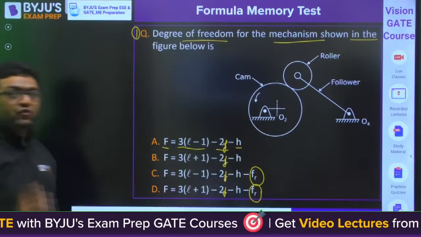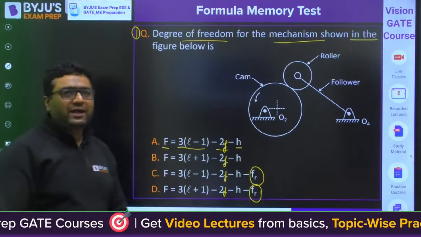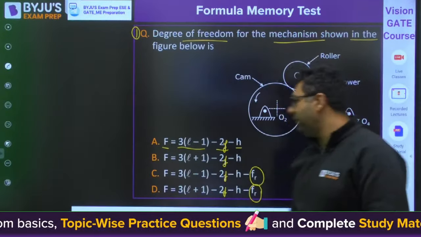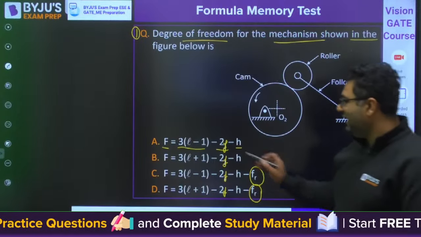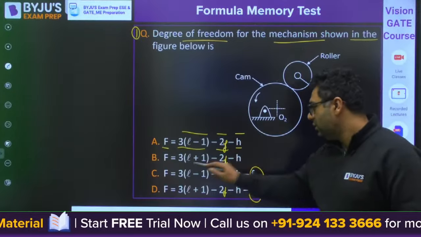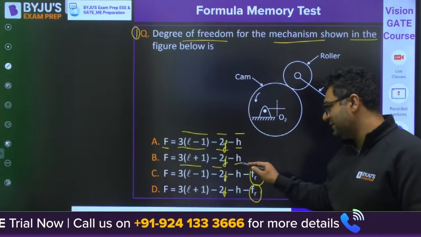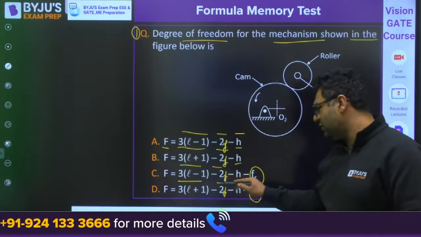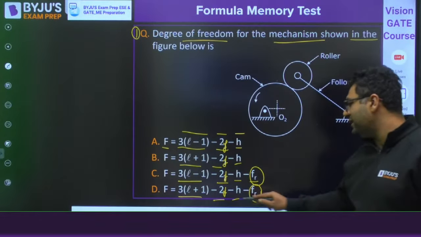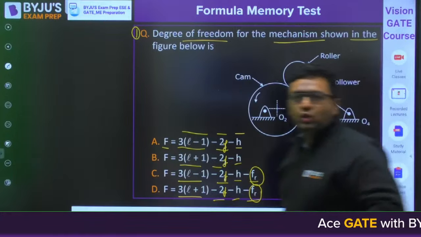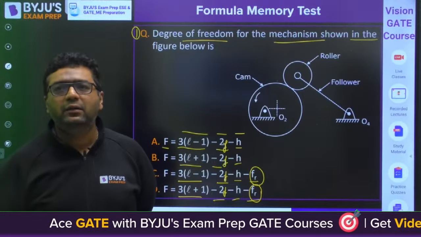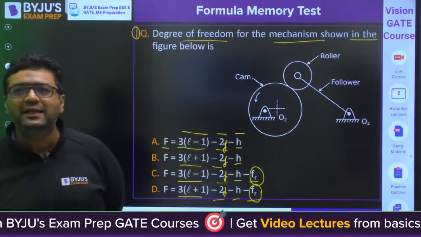Can you tell me which formula will be applicable here to find out the degrees of freedom? You can see the options: F is equal to 3L minus 1 minus 2H minus H; 3L plus 1 minus 2J minus H; 3L minus 1 minus 2J minus H minus FR; 3L plus 1 minus 2J minus H minus FR. So very good. Akash is saying C, Papa Ghoda is saying C, Rohit Gupta is saying C.